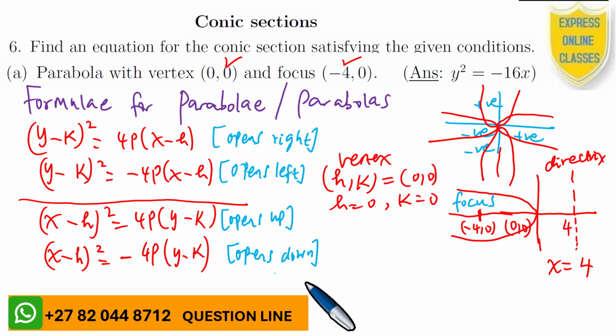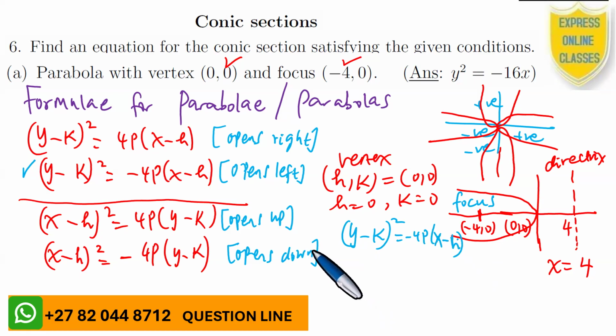Now let us look. We need to find the equation, so which formula is going to work? We need to choose from these. But this parabola has opened to the left. Because it opens to the left, only this one is going to work. So it is (y minus k) squared equals minus 4p times (x minus h).